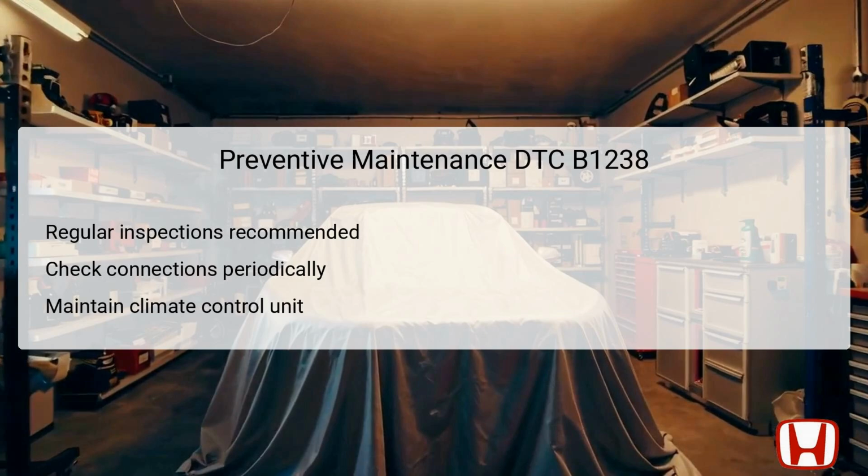To prevent future occurrences of DTC B1238, regular maintenance and inspections of the climate control system are advisable. Routinely check the connections and wiring associated with the passenger's air mix control motor and climate control unit to ensure they remain intact and free from corrosion. Additionally, verifying the functionality of the climate control unit and its components periodically can help prevent unexpected failures.